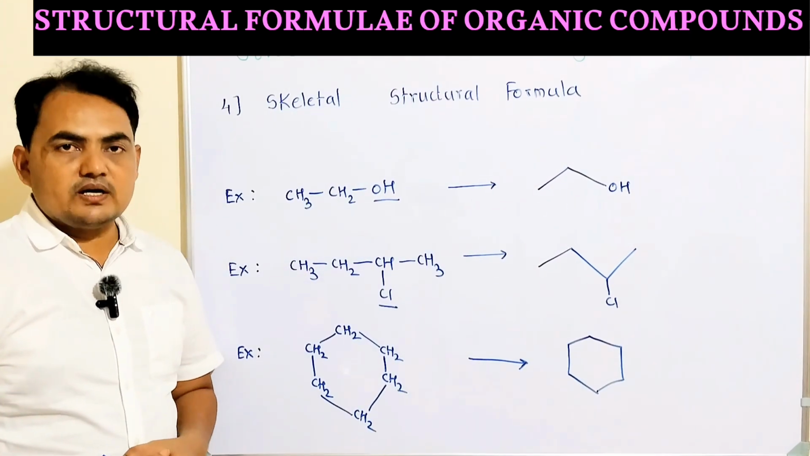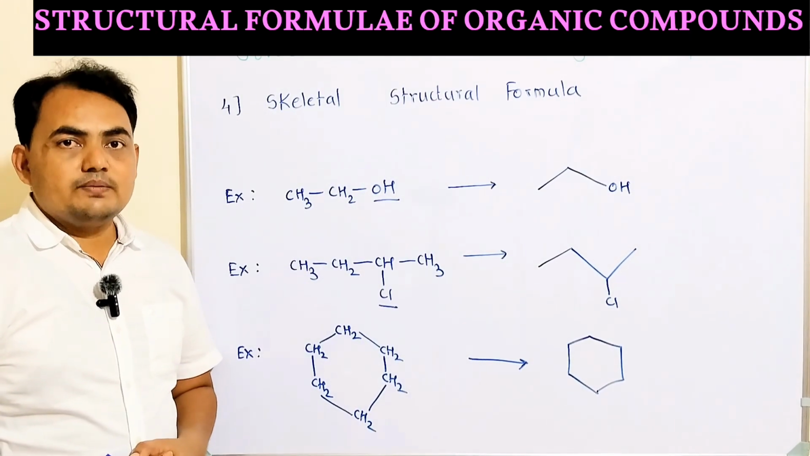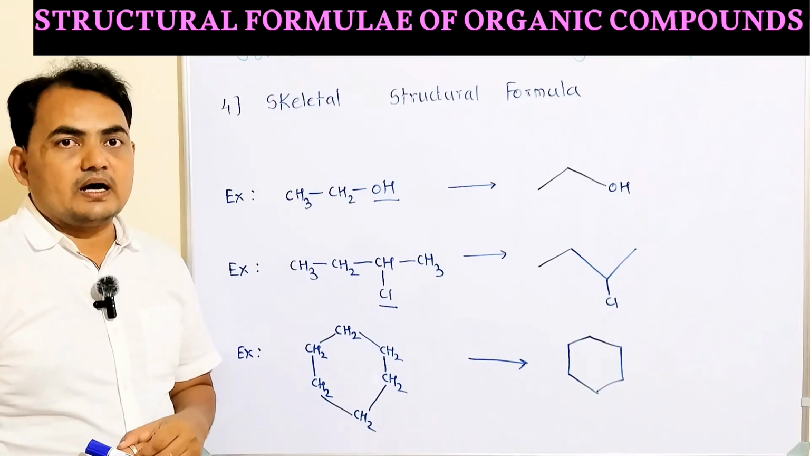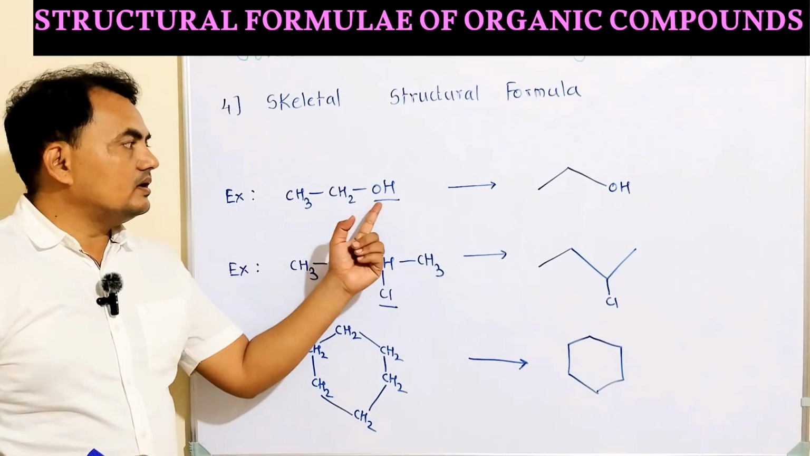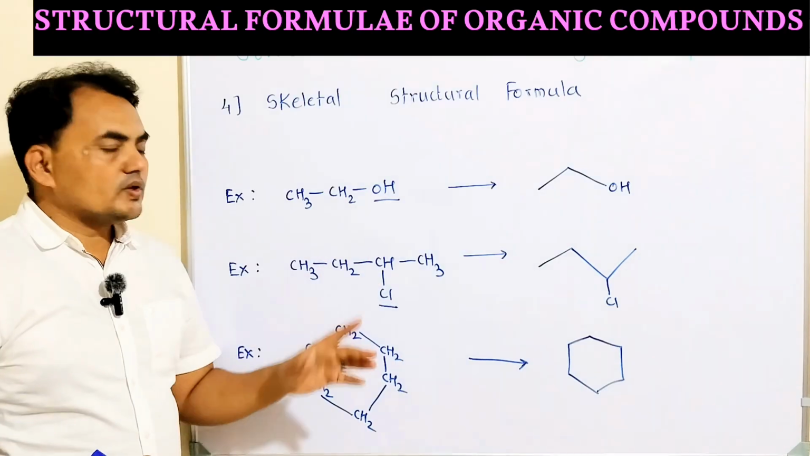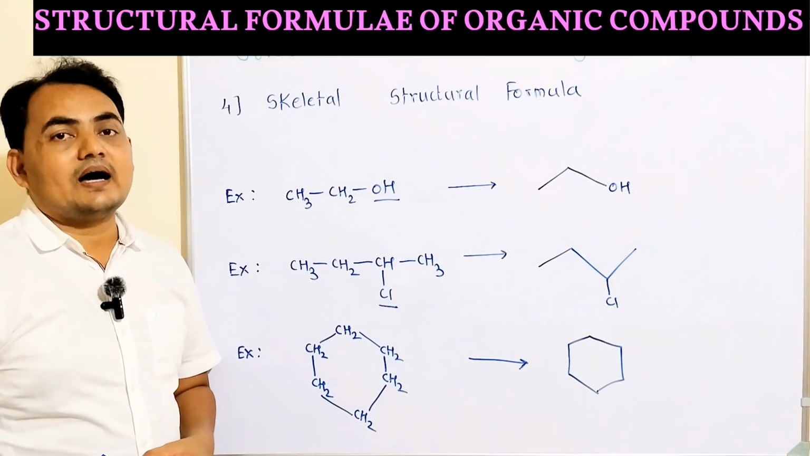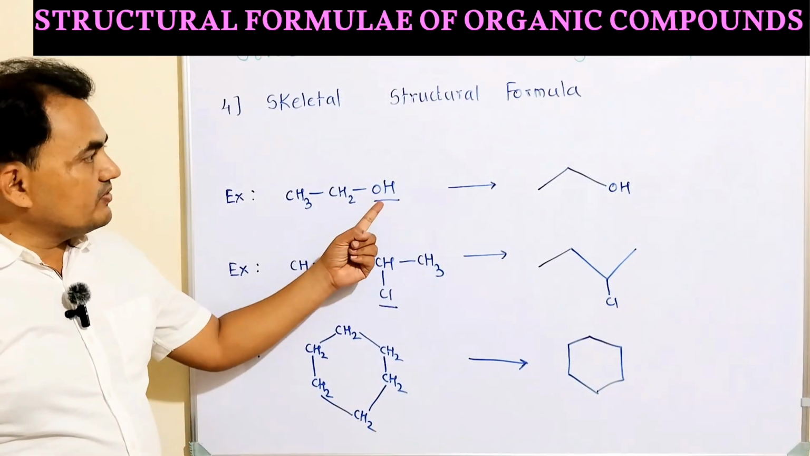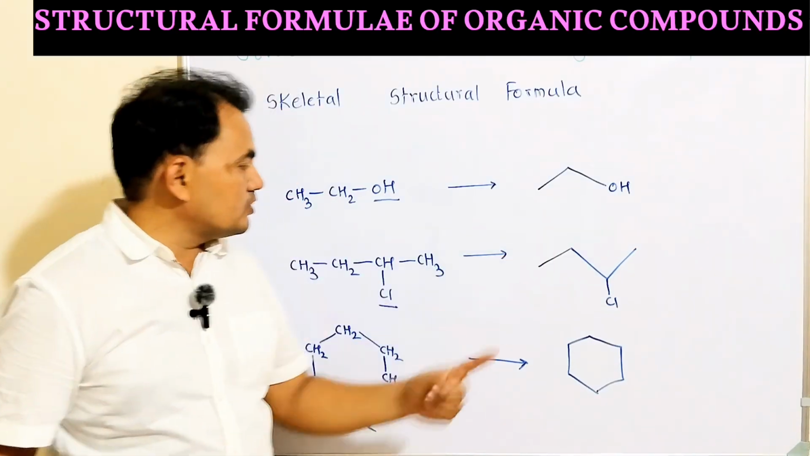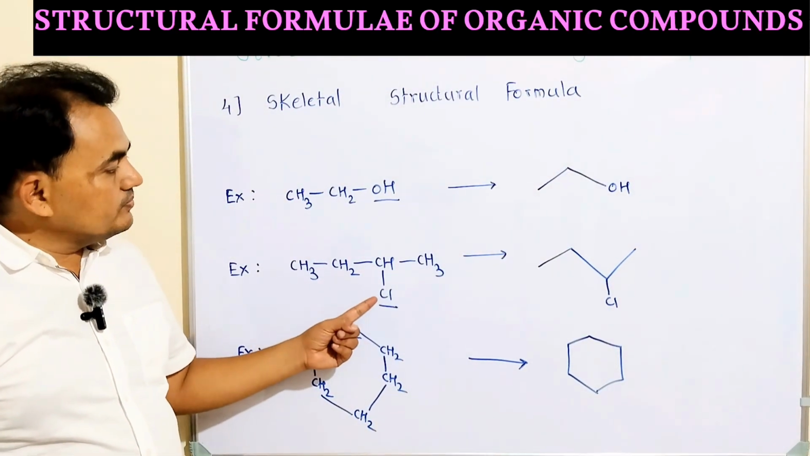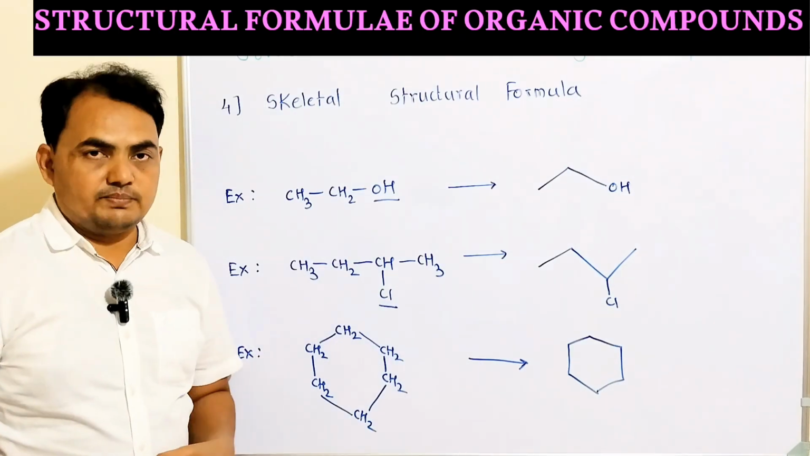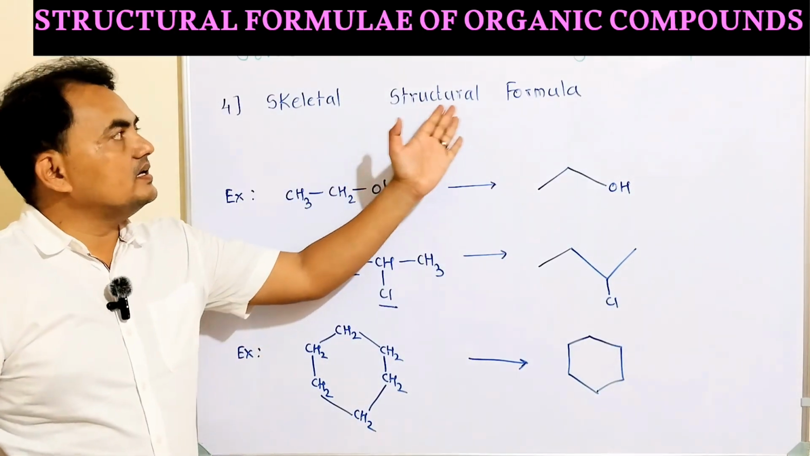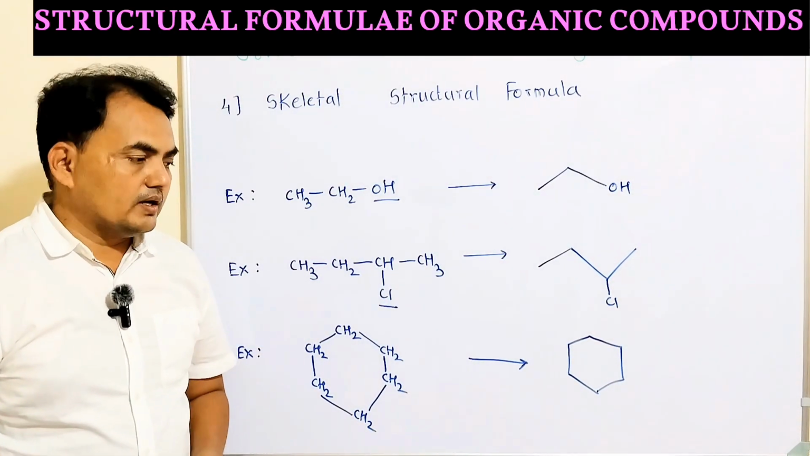We do not show carbon and hydrogen, we represent only the bond between the carbon-carbon, and we only show the functional groups or the atoms other than carbon and hydrogen. So these are the functional groups, that's why we represent these functional groups. See, this is a halide group, so we represent this halide group here, but carbon and hydrogen we do not represent. So this is a skeletal structural formula.